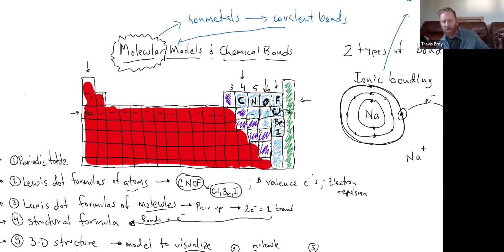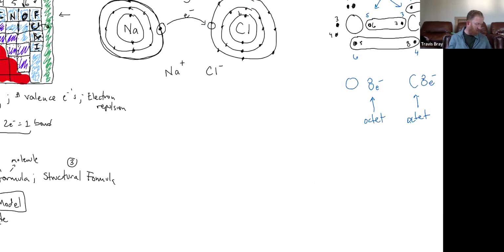Okay, so let's first talk about the Lewis dot formulas of atoms, because I believe that it will help you do the Lewis dot formulas of molecules, which can then help you do the structural formulas, okay? So in your book, if you turn with me to page 138, they give an example of chloroform.